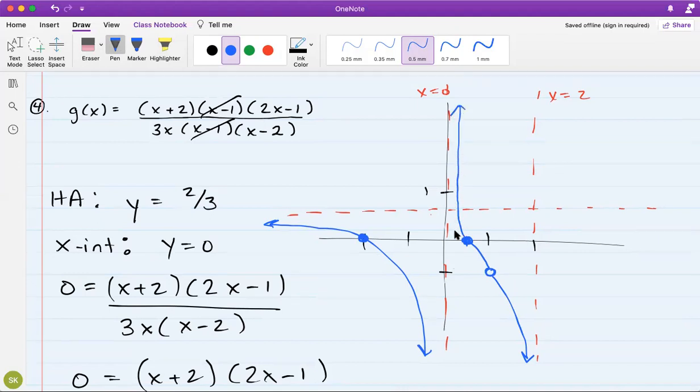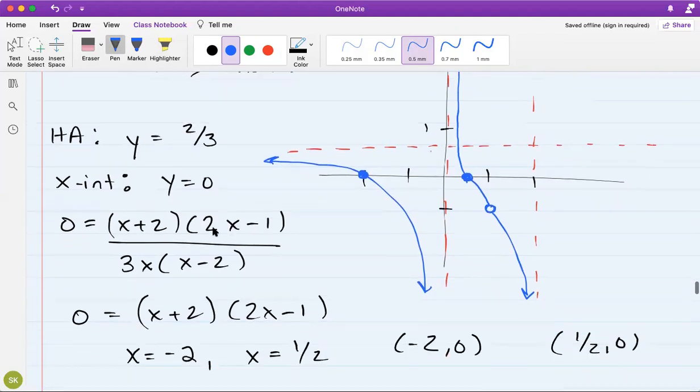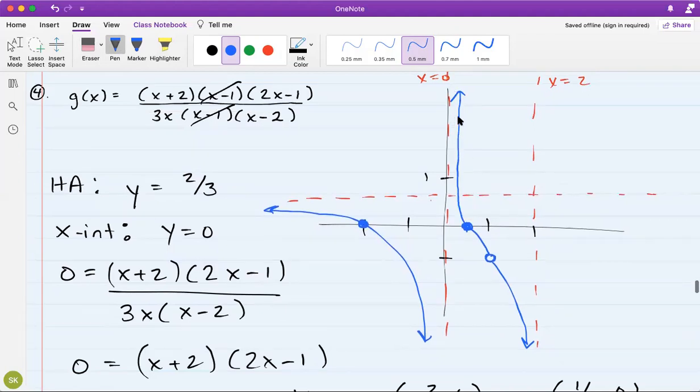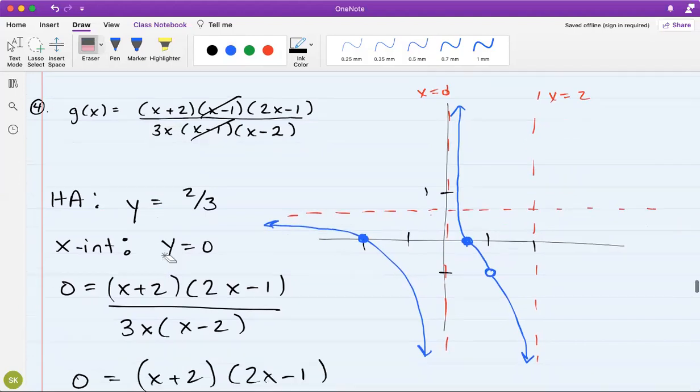And you can verify this by picking another point, choosing something smaller than 1/2, in between 0 and 1/2. If you plug it into your function, you can plug it into this one or the reduced function I had written here, and you'll see that you're going to get a big number. And then the next thing you want to do is choose something bigger than 2.